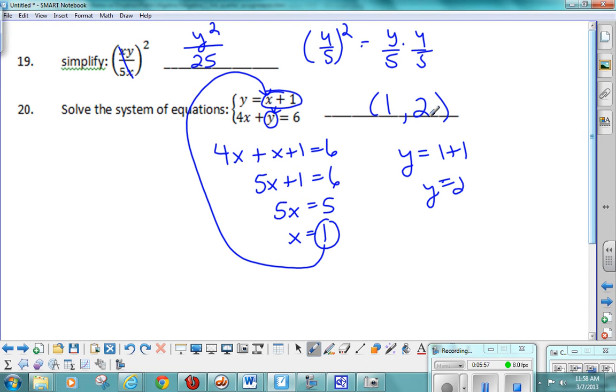And of course you can check that. Go back into the second equation and see if you're right. Is 4 times 1 plus y, which is 2, equal to 6? Well, 4 plus 2 does equal 6, so that checks. Y, which is 2, is that equal to x, which is 1, plus 1? Is 2 equal to 1 plus 1? It checks. So you know if you got those systems of equations right or wrong.